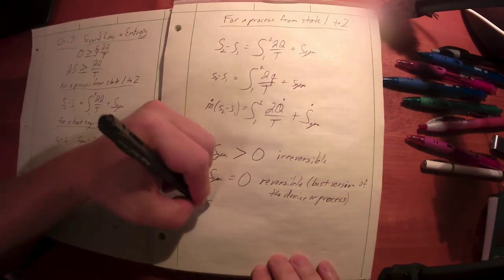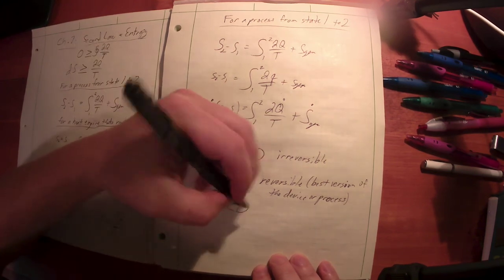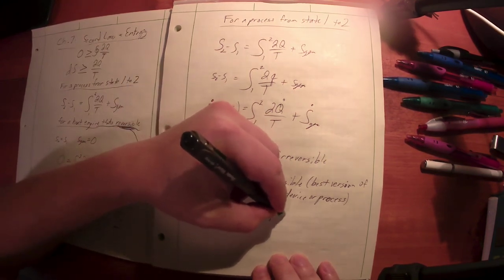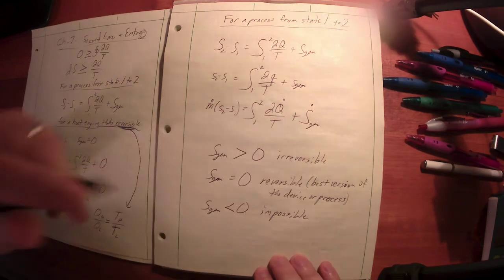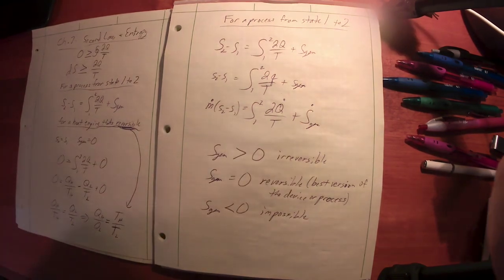And I think I can say quickly here that S gen negative, we do not believe we can destroy entropy. We believe that it is impossible to destroy entropy or have negative entropy generation. We'll pick up there.